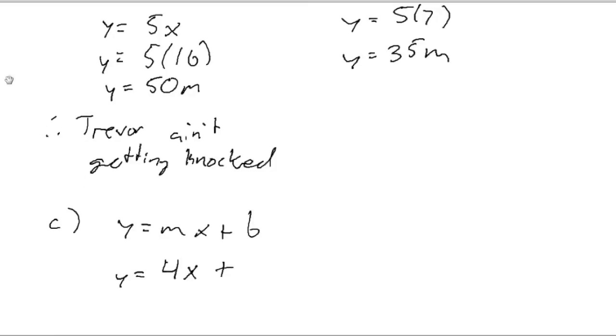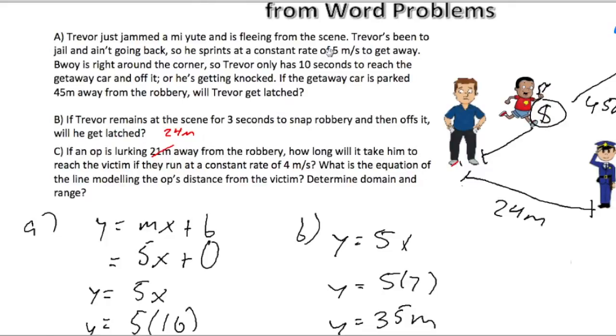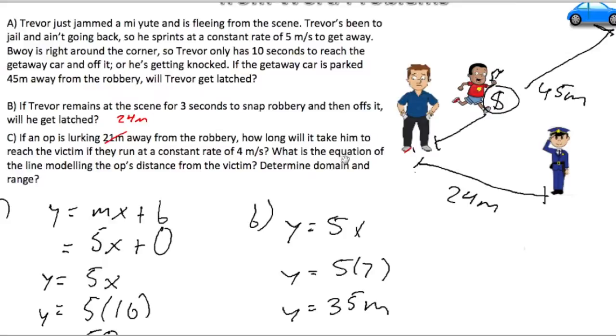And b. So let's try and think about this logically. The y-intercept is when x equals 0. So when 0 seconds have elapsed, where is the op standing? This drawing denotes the situation I'm talking about. At 0 seconds, the op's still 24 meters away from the crime scene. So this would be (0, 24). Therefore, we can say that the y-intercept is going to be 24.